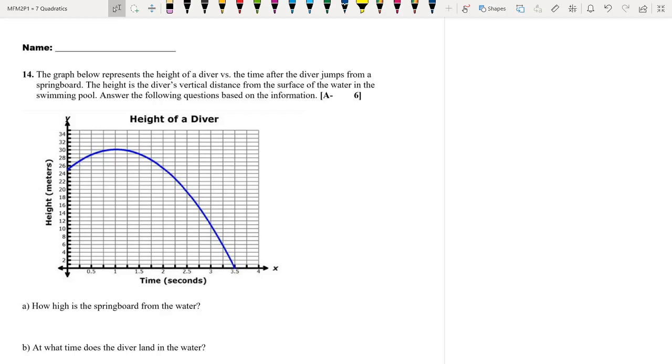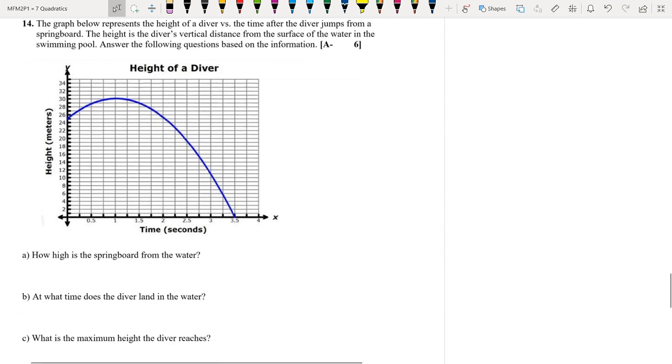So we're skipping over question 13. It will not be on your evaluation. But number 14 says the graph below represents the height of a diver versus the time after the diver jumps from a springboard. The height is the diver's vertical distance from the surface of the water in the swimming pool. Answer the following questions based on the information.